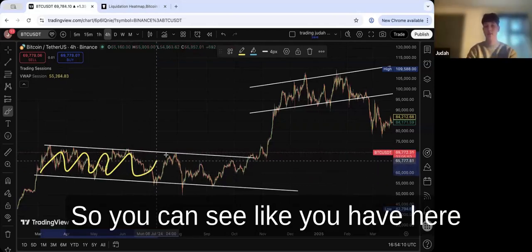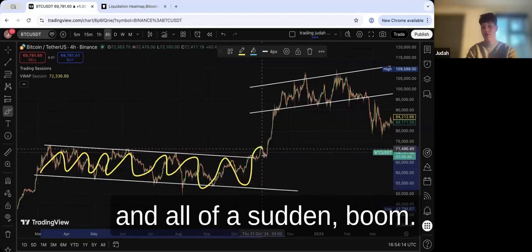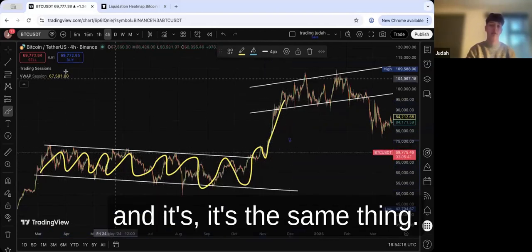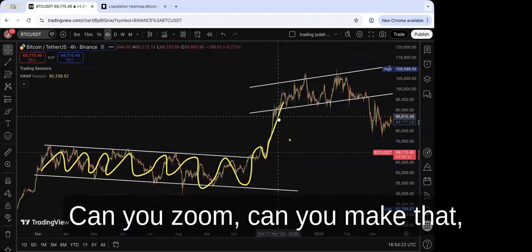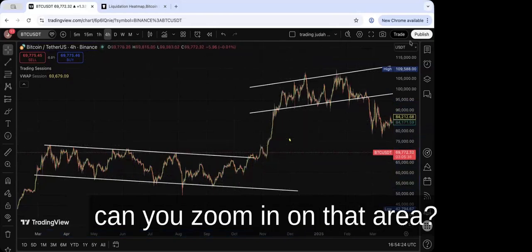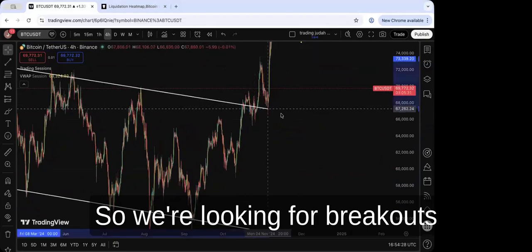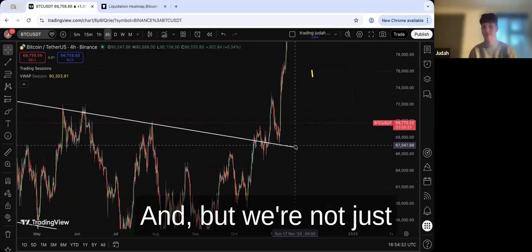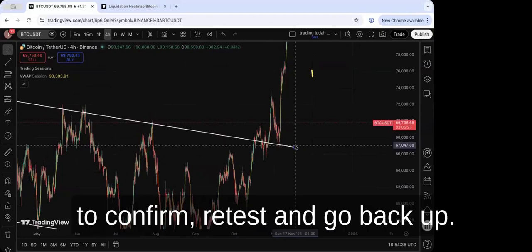You can see here up and down, just consolidating, and all of a sudden, boom, retest of the bull flag, and we pump up. And it's the same thing right here. By the way, can you zoom in on that area? We're looking for breakouts from the flag that we make, right? But we're not just looking for a breakout. We're looking for it to confirm, retest, and go back up.